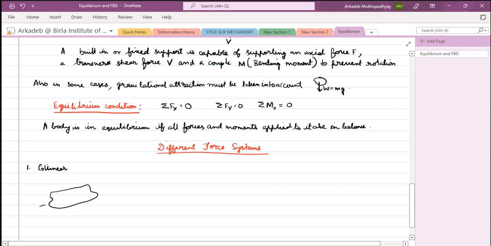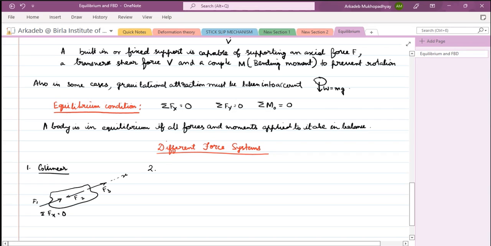Say you have a body like this. Say you have force F1 like this. Say you have force F2 like this. Say you have force F3 like this. And this is say your X direction. Then you have summation Fx equal to 0. So this is basically a collinear system of force.